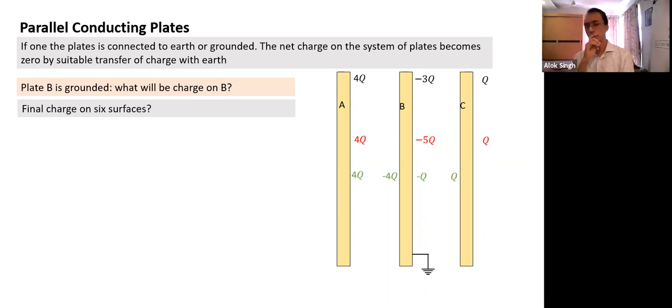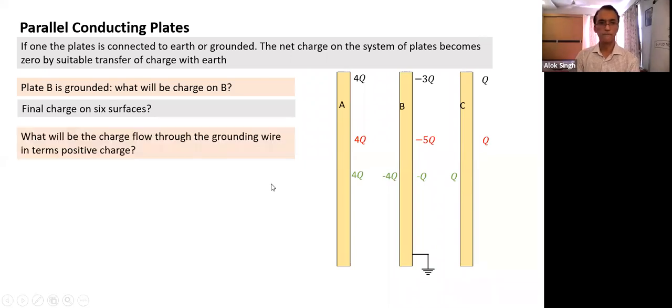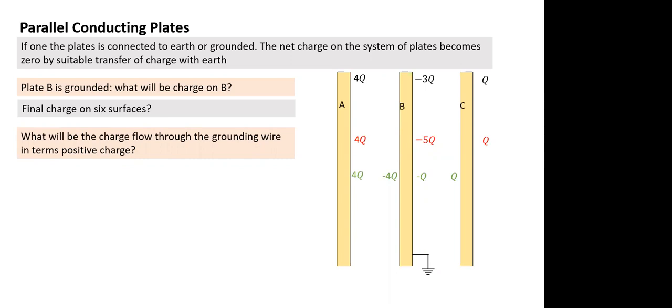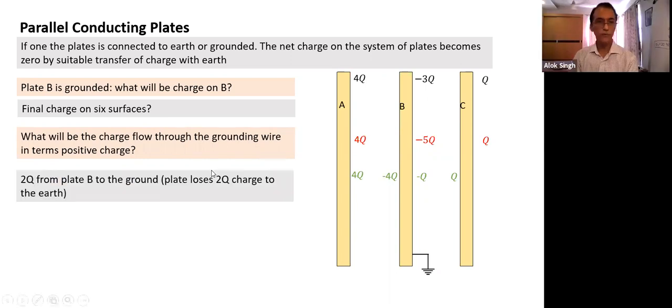Now, suppose I ask you, if the separation is D, can you in this case find out the potential of plate A? Can you find out the potential of plate A if the separation is D? Okay, the charge flow also you can calculate. What is the charge flow in this case? Is the positive charge flowing from the plate to the ground or ground to the plate? Which direction is the positive charge flowing? Plate to the ground. Actually, positive charge is going from the plate to the ground, 2Q charge. So in terms of positive charge, 2Q from B to the ground; the plate loses 2Q charge to the earth.